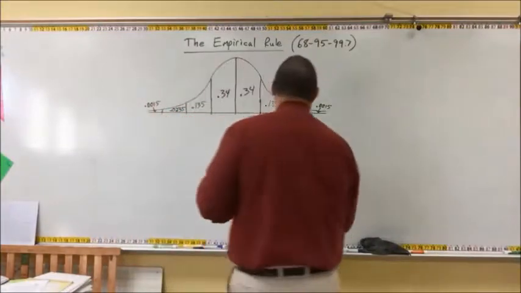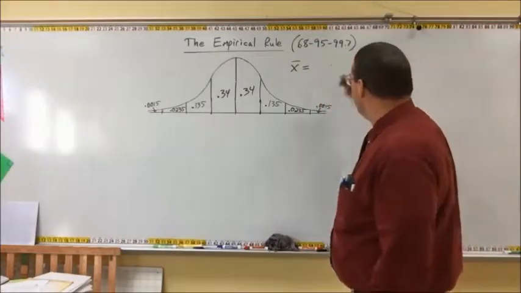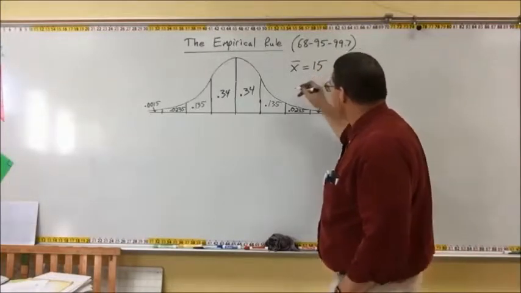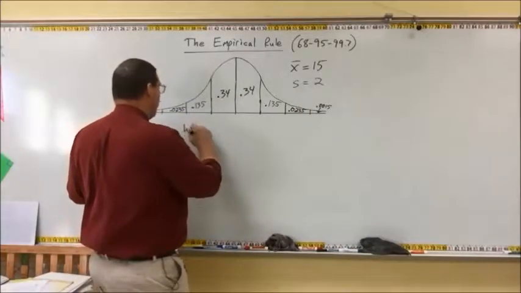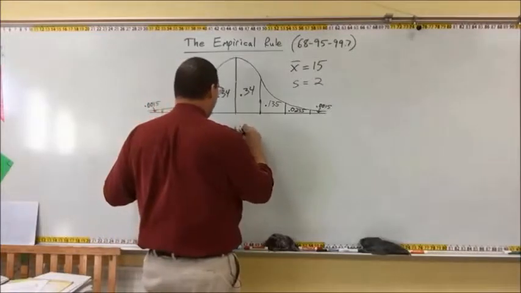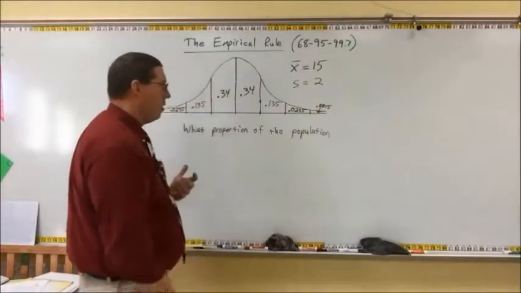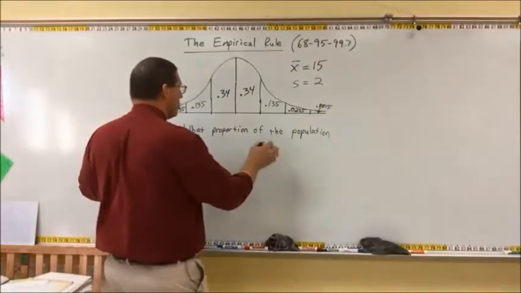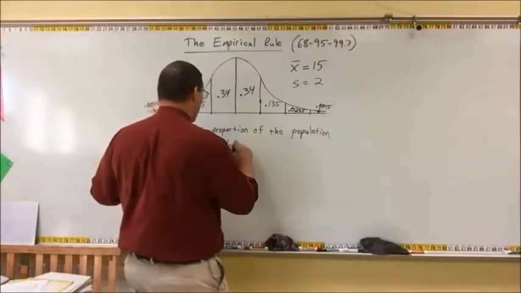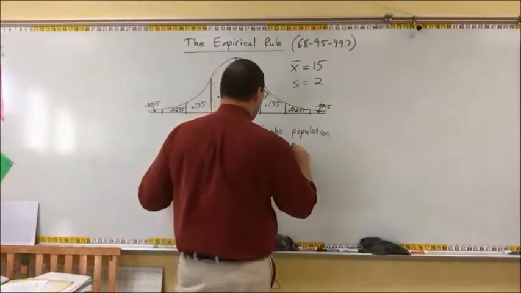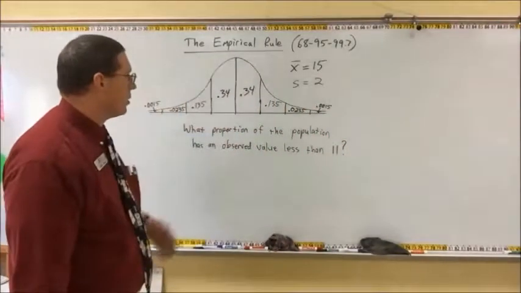So here's the kind of question you're going to be asked. Let's say that you take a sample, and the mean of the sample is 15, and let's say that the standard deviation is 2. And here's the question. What proportion of the population, remember, we're going to use the sample statistics to draw an inference about the population, has an observed value less than, let's say, less than 11.